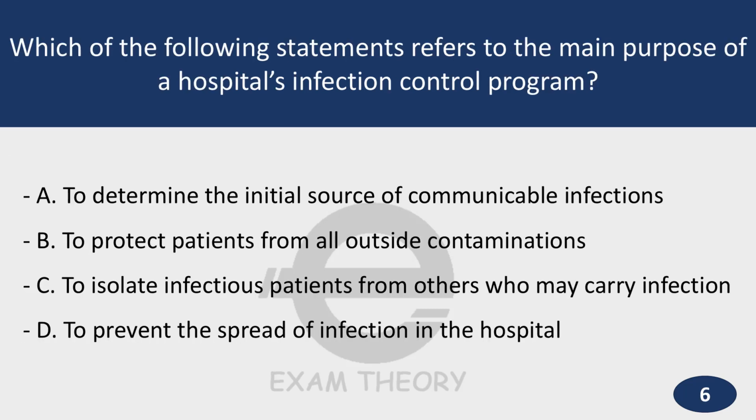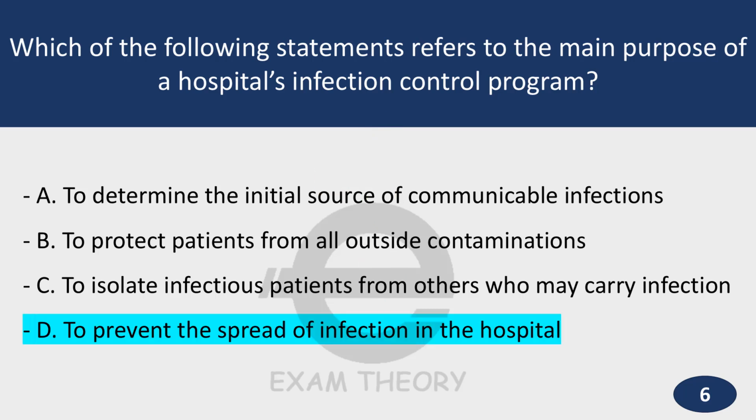Which of the following statements refers to the main purpose of a hospital's infection control program? A. To determine the initial source of communicable infections. B. To protect patients from all outside contaminations. C. To isolate infectious patients from others who may carry infection. D. To prevent the spread of infection in the hospital. The correct answer is D. To prevent the spread of infection in the hospital.